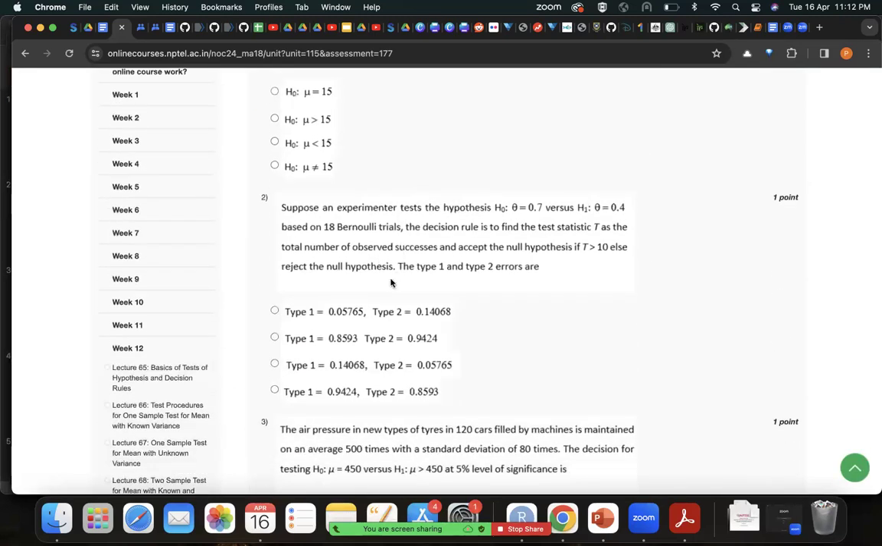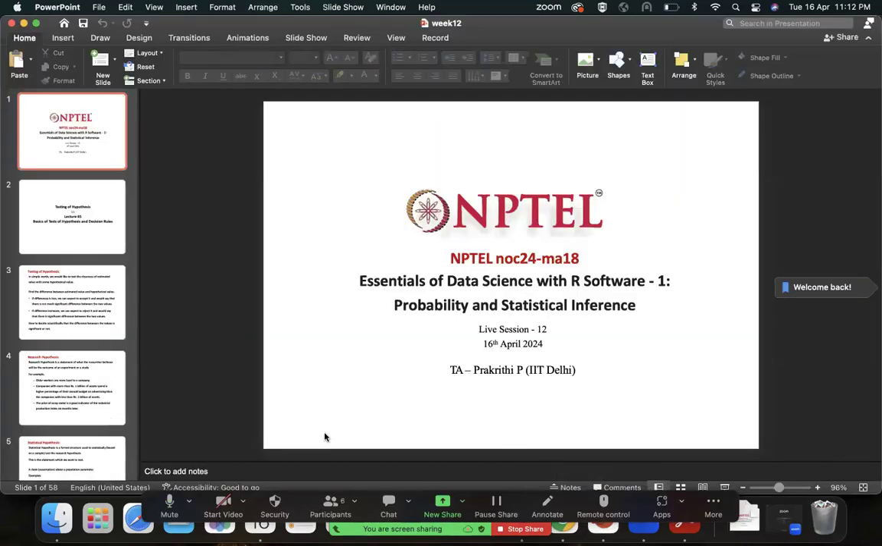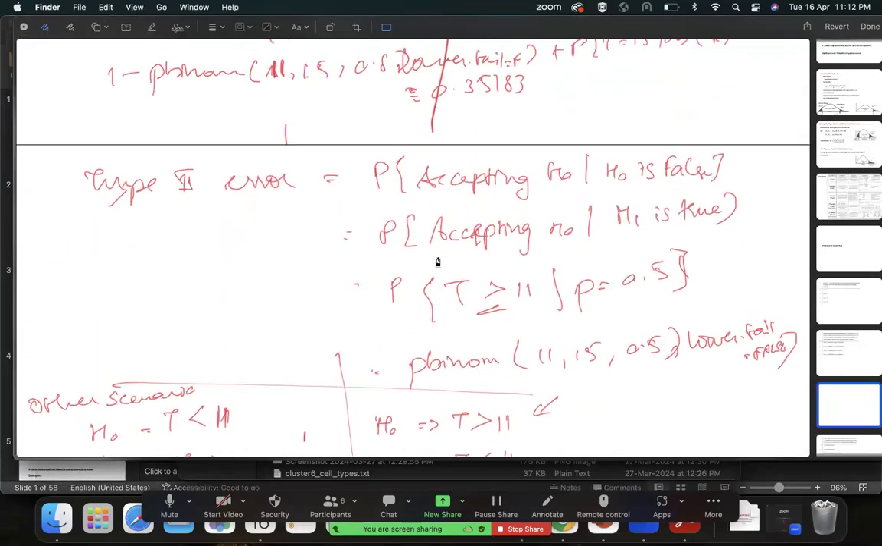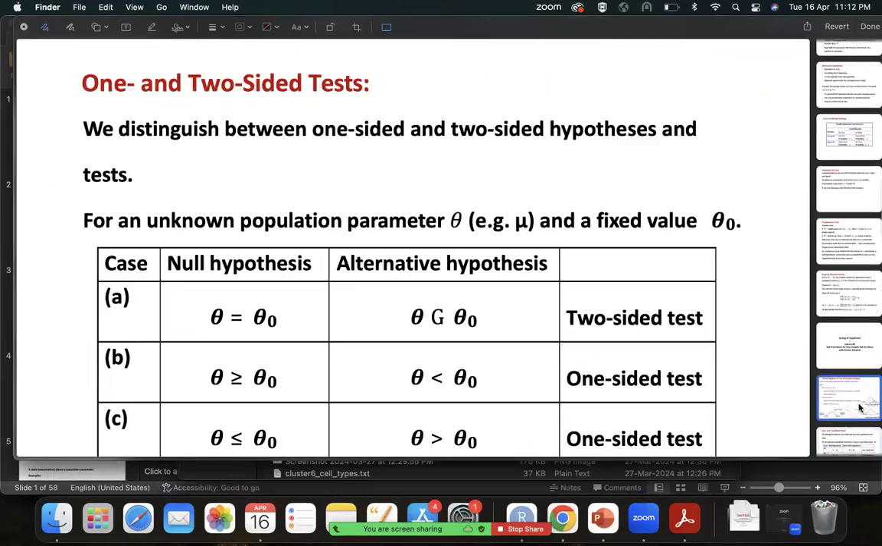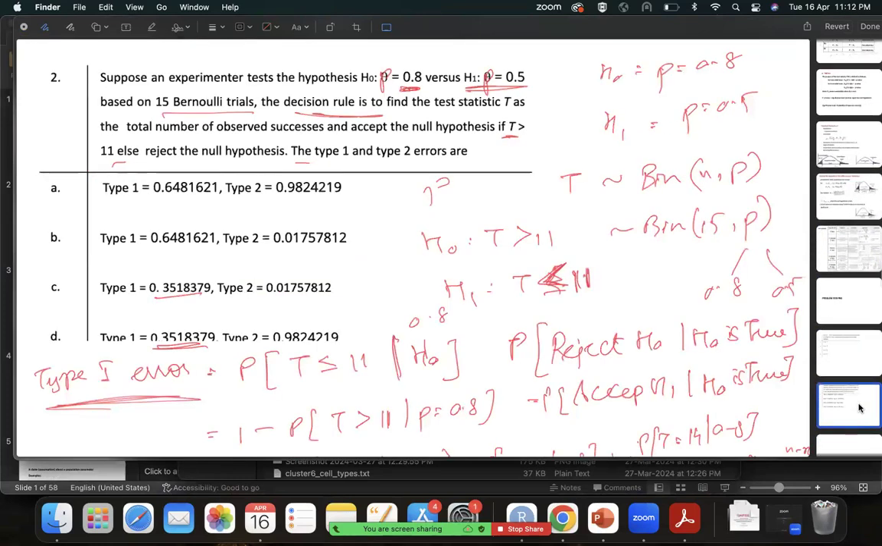Question number 2: T greater than, accept the null hypothesis. Now, this is the exact same thing as the example I'm explaining. So even in our question that I just explained, we had T greater than 11 as your alternate hypothesis.